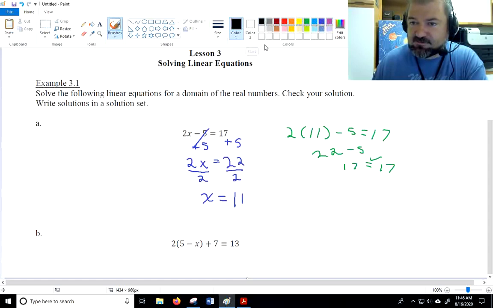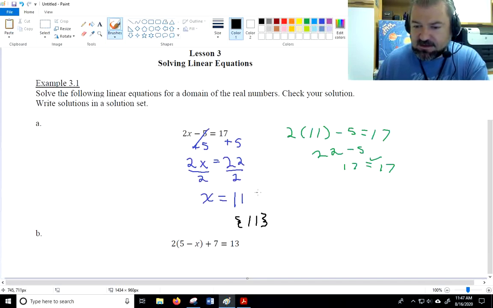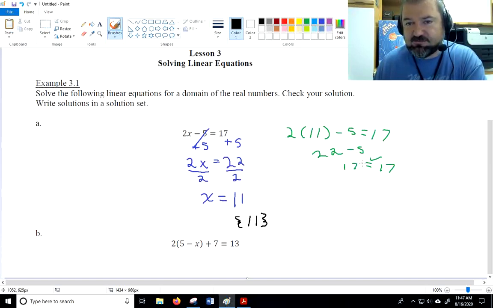Now I'm going to put my answer in solution set. So a solution set uses these curly braces, and they are indicating that the set of real numbers that are solutions to this equation is the set {11}. And it's a solution because when you plug it in for x and evaluate, you get a true statement. That's what a solution is. It makes an equation into a true statement.